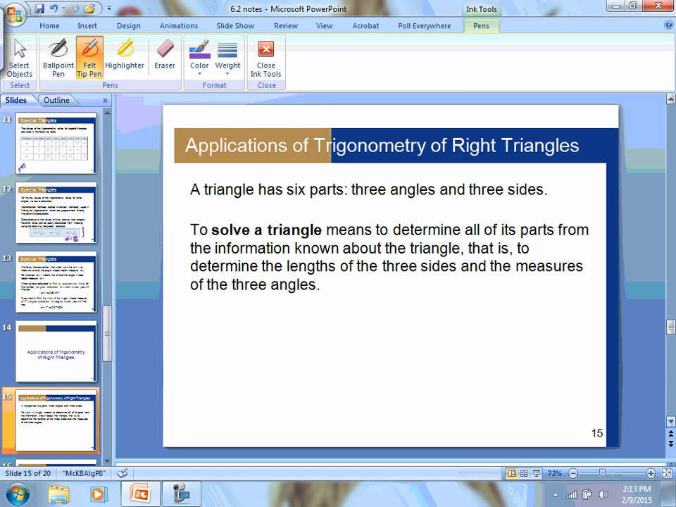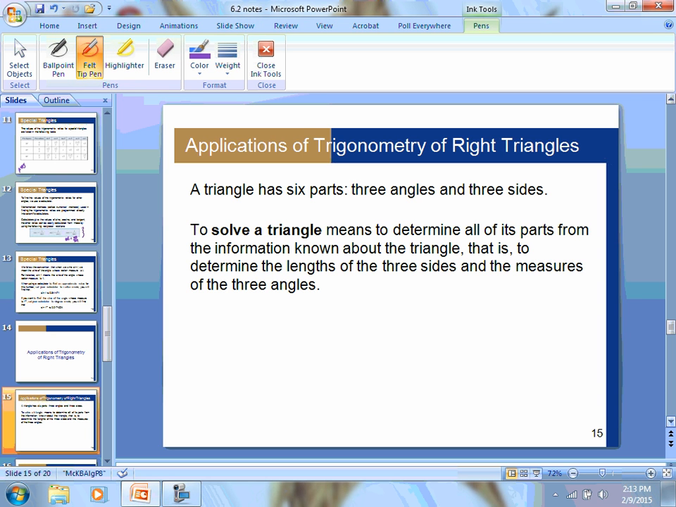Okay, and then how we're going to put all this together for problems that are a little bit new, at least for this year or this chapter, is that we're going to solve triangles. Now you've done this before in geometry and in algebra 2, so this should be fairly straightforward.